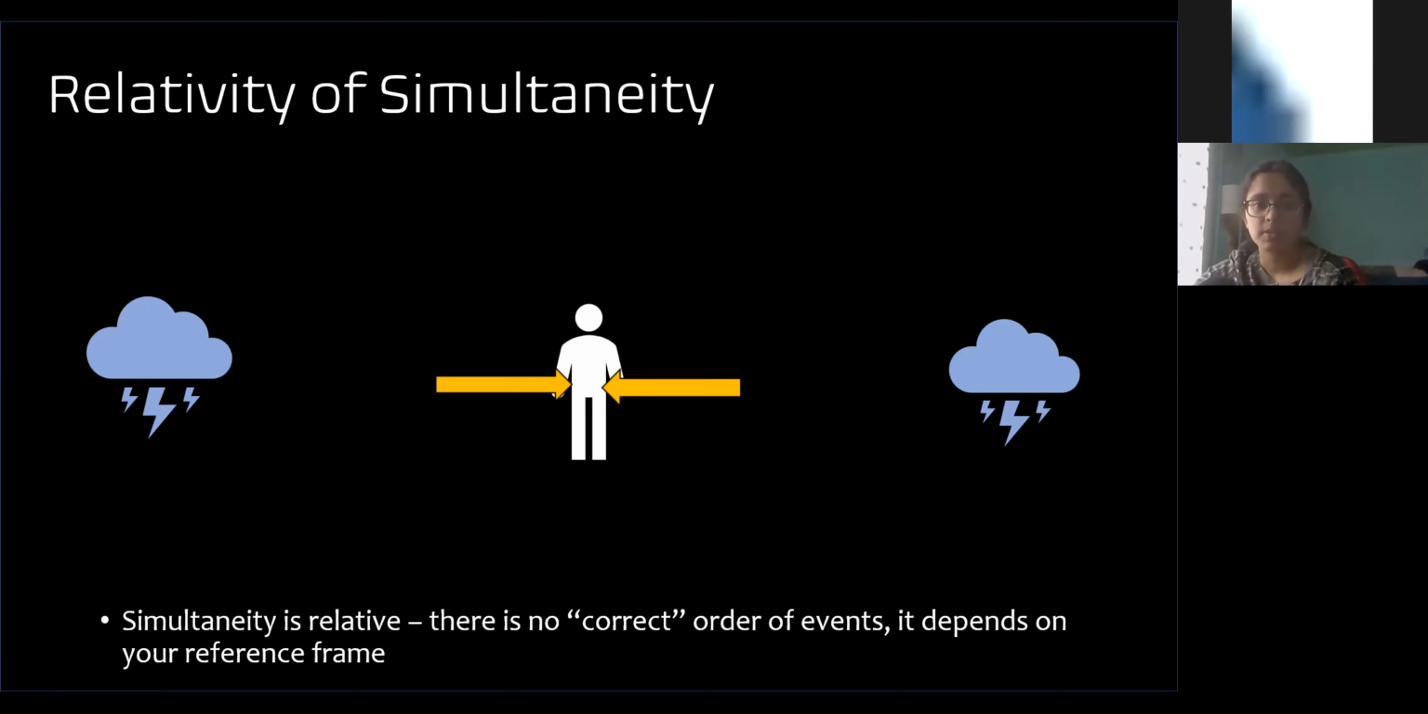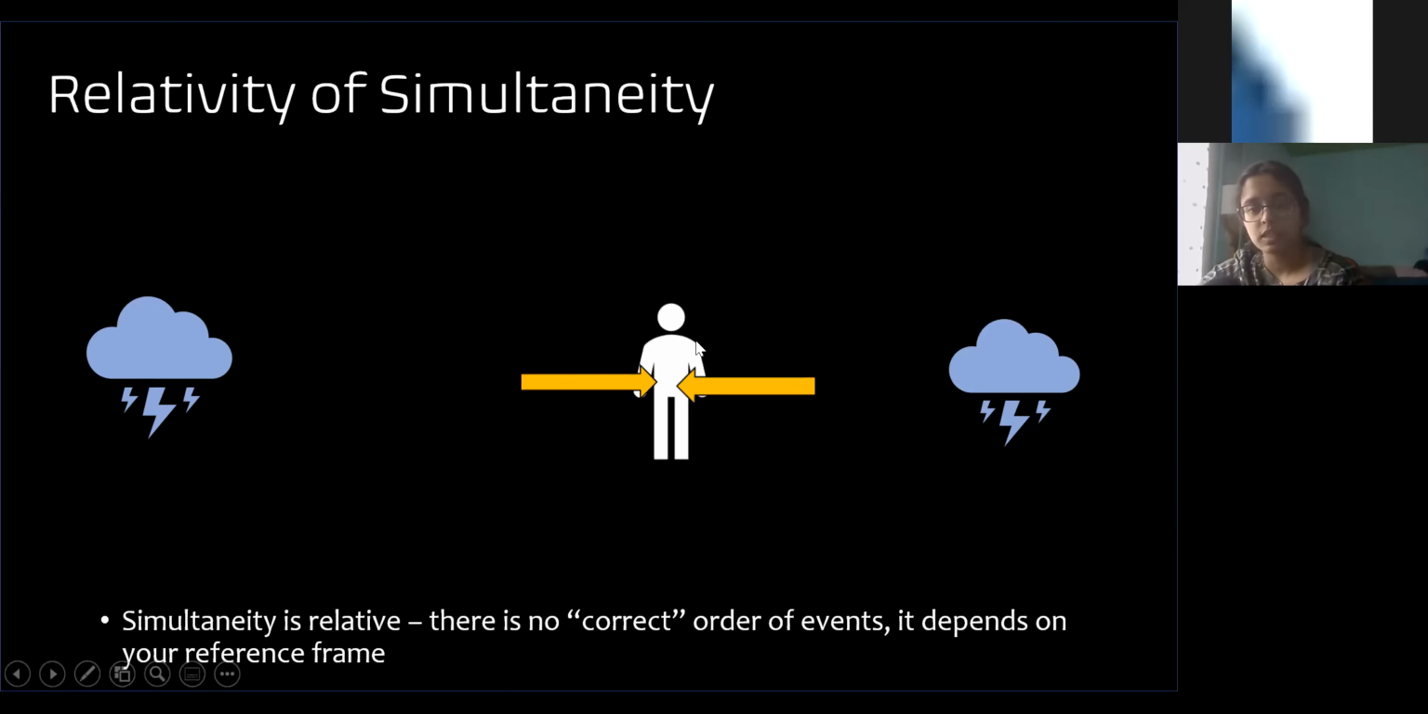However, let's now suppose that this person is moving towards one of the storms. Because he is moving towards this storm, the light from this storm has less distance to cover, so it reaches him first. And the light from the other storm has a greater distance to cover, so it reaches him second. Now, according to him, the two lightning bolts were not simultaneous. And again, assuming that he was moving at a constant velocity and wasn't accelerating, both of these reference frames are entirely valid. There's therefore no way to determine whether the two lightning bolts were at the same time or not. We can apply the same concept to the ladder barn paradox.